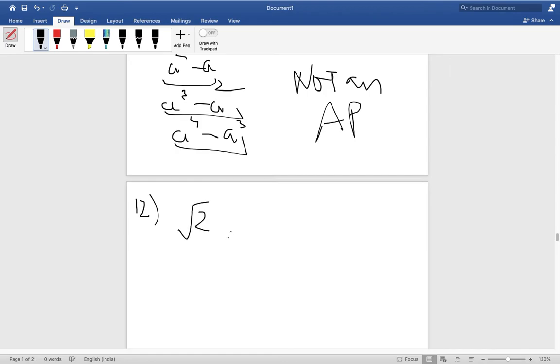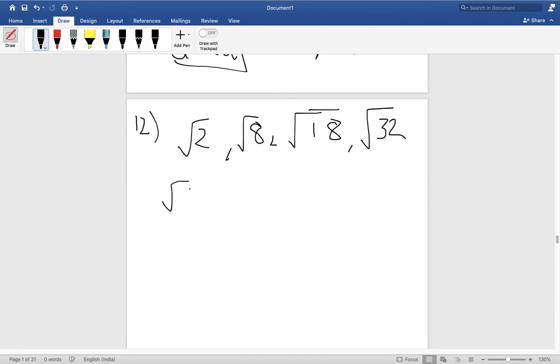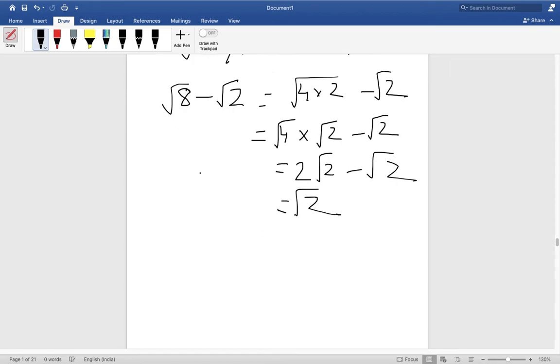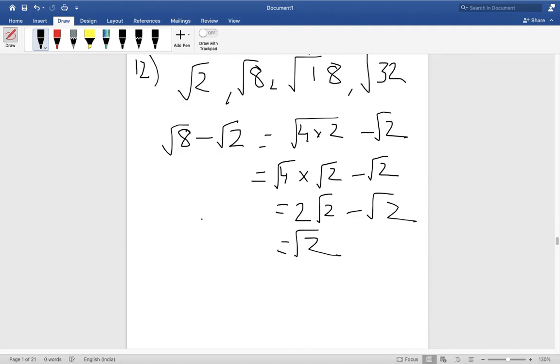Okay, this is square root of 2, square root of 8, square root of 18, square root of 32. Now let us investigate. Difference of the second term and the first term is square root of 8 minus square root of 2. 8 is 4 into 2, minus square root of 2. Square root of 4 is 2. 2 root 2 minus root 2 is root 2. It's easy.